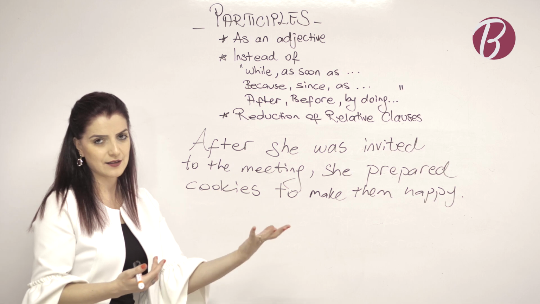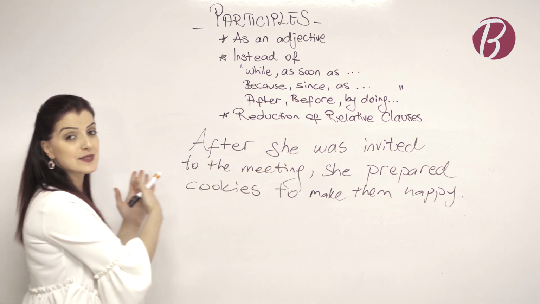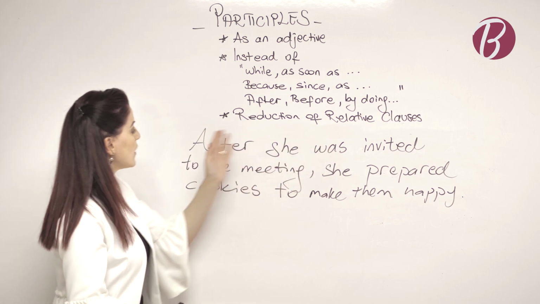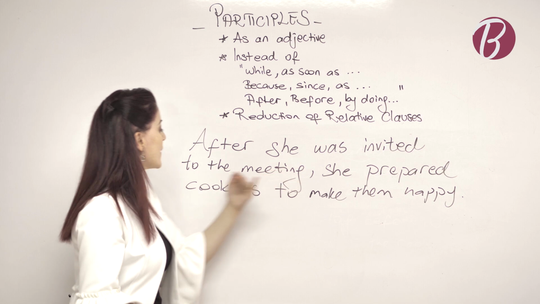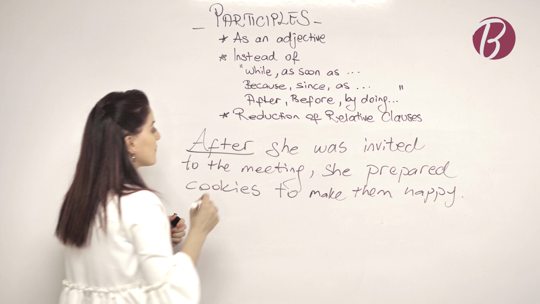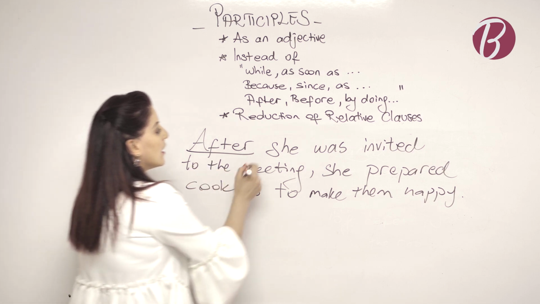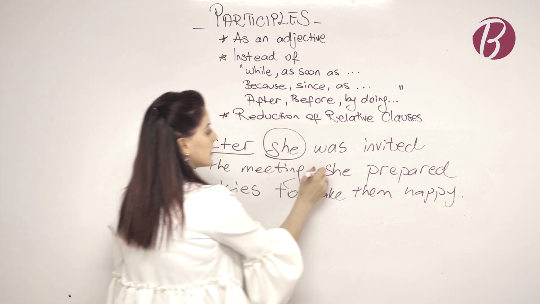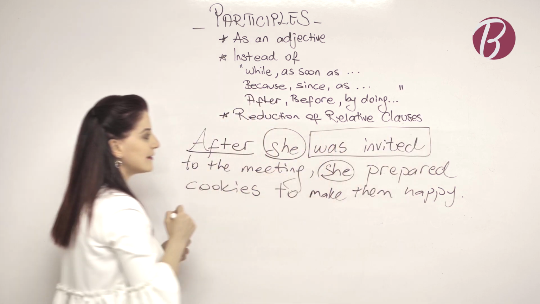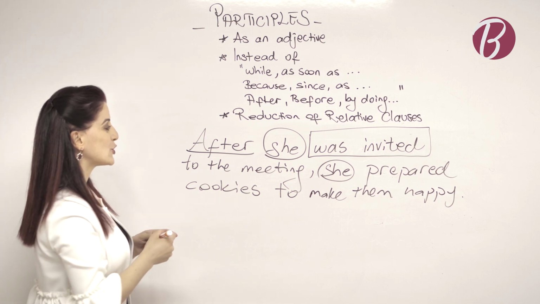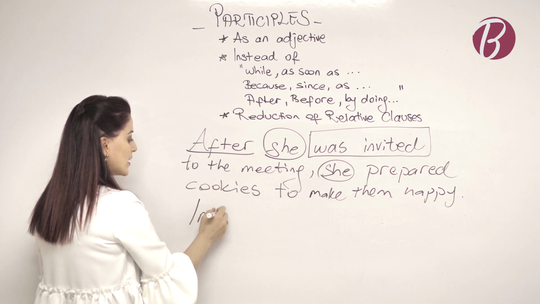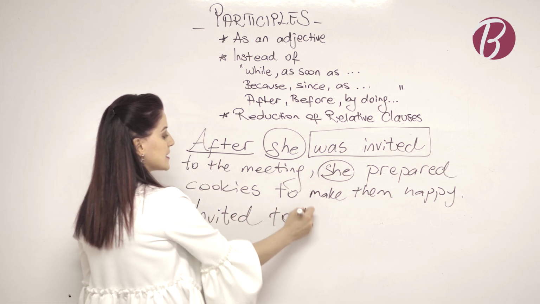So we can't say like this. So we can see some sentences in this form. After she was invited to the meeting, she prepared cookies to make them happy. So when you see after, you are checking the subject, she, and you are checking the verb form. This is passive voice. So we can use this sentence, invited to the meeting.